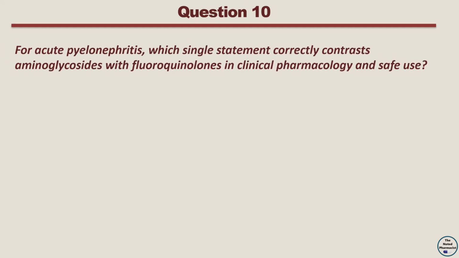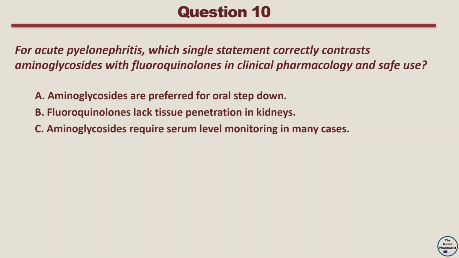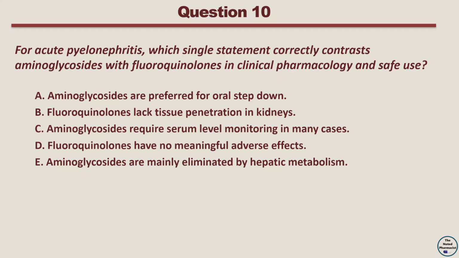Question 10. For acute pyelonephritis, which single statement correctly contrasts aminoglycosides with fluoroquinolones in clinical pharmacology and safe use? Option A, aminoglycosides are preferred for oral step-down. Option B, fluoroquinolones lack tissue penetration in kidneys. Option C, aminoglycosides require serum level monitoring in many cases. Option D, fluoroquinolones have no meaningful adverse effects. Option E, aminoglycosides are mainly eliminated by hepatic metabolism.